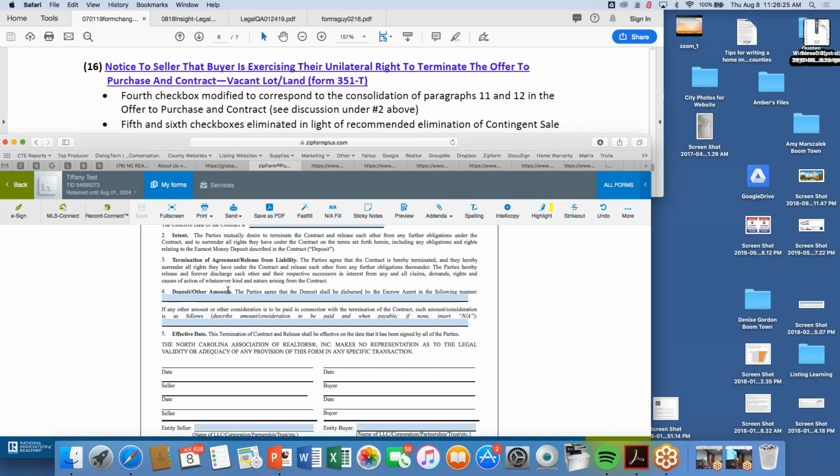So number 4, deposit other amounts. It says the parties agree that the deposit shall be dispersed by the escrow agent in the following manner. And if the other amounts or any other consideration is to be paid in connection with the termination of the contract, such amount consideration is as follows. So it's allowing you to add more information here if you're going to be doing anything beyond just the earnest money release. And it's basically simplifying. So paragraphs 3 and 4 in the existing version of the form are basically being reformatted into this version to keep this a one-pager.